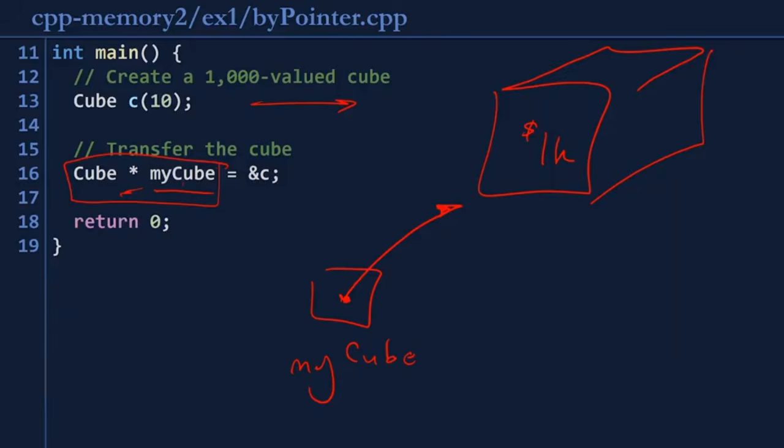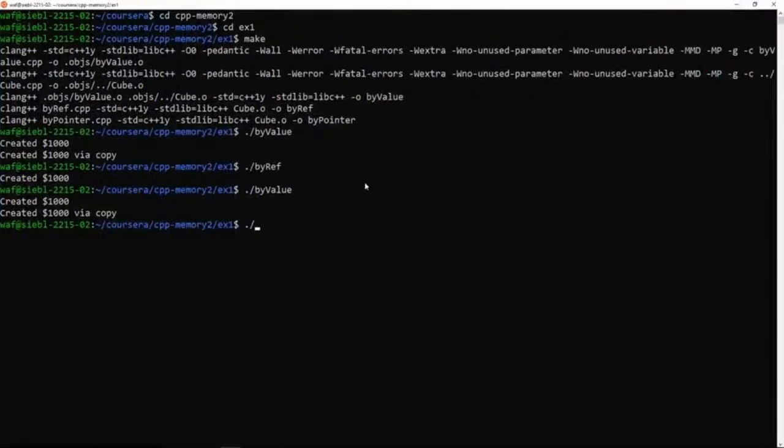Let's see if that holds true. Running /by pointer, we see that it creates exactly $1,000. Awesome. This is what we expect.